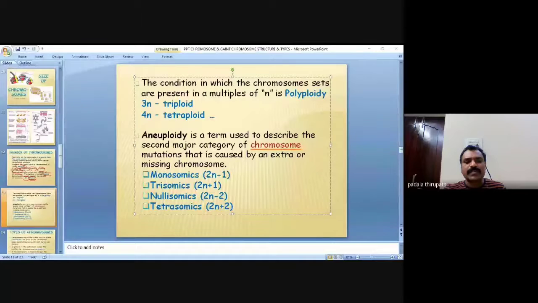Then tetrasomic. Tetra means we observe plus 2 chromosomes. For example, 2n plus n plus n, that is 2n plus 2. So this we call the tetrasomic condition. These are all part of the aneuploidy conditions. This aneuploidy condition leads to mutations in different cells or different parts of plants or living organisms. Am I clear?